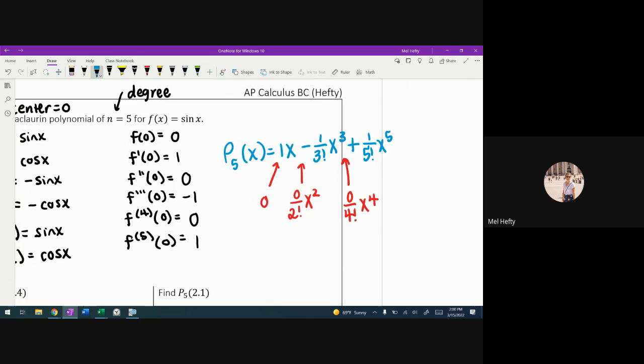Do you think there would be a 6th degree term? No. Do you think there would be a 10th degree term? No. There's probably not going to be any even ones. What do you think the next term that I would write down would be? Oh, I like the minus. I agree. It would be minus 1 over 7 factorial x to the 7th.